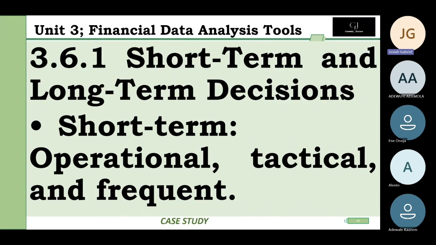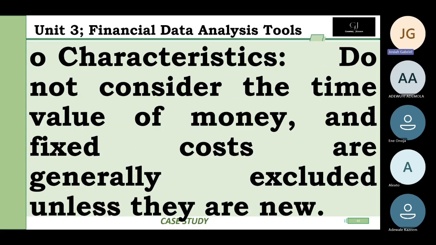Then we also have, which is not stated on the screen, long-term decisions that are within 1 year to 5 years, 5 years to 10 years. And these decisions are management-inclined decisions that must be made. So long-term are mostly strategic decisions, while short-term are operational and tactical. Very important. And on the characteristics of decision making, you do not consider the time. The time value of money and fixed cost are generally excluded from these decisions unless they are new.